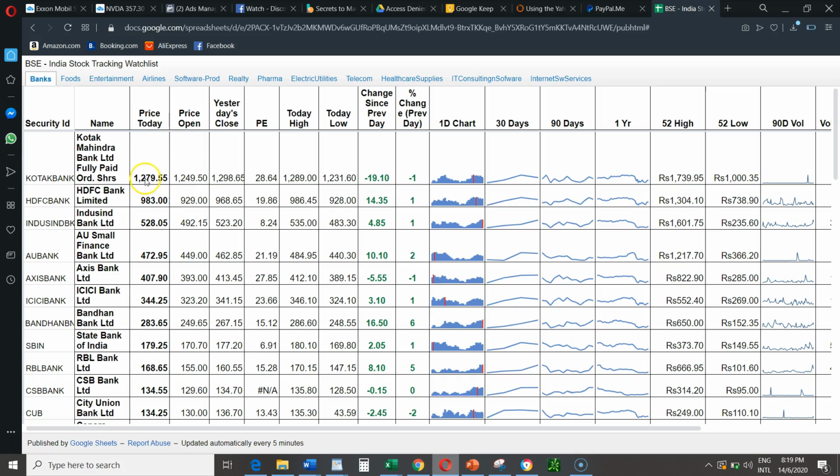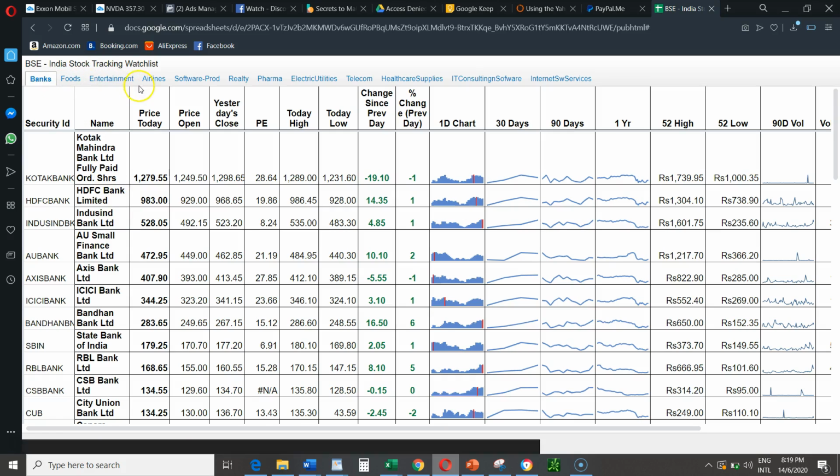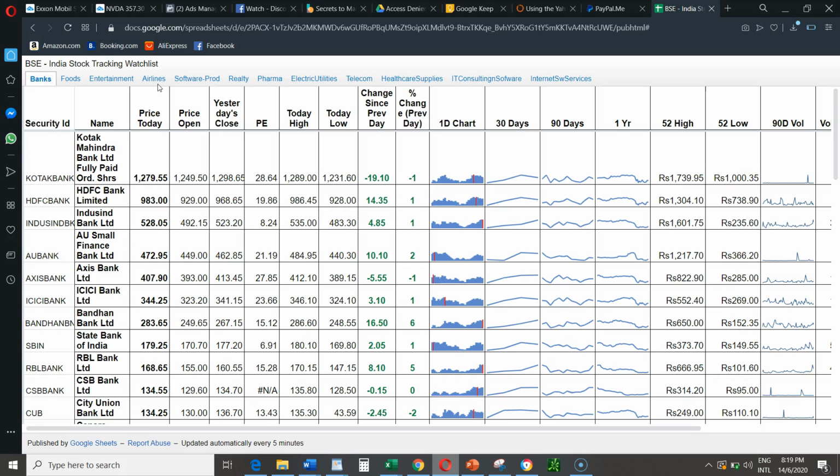So for example, if you see, I have all these sectors: banks, foods, entertainment, airlines. So you see now during COVID, airline stocks have gone down, realty has gone down, pharma is a very good big opportunity, telecom is a cyclic stock. Healthcare supplies are very, very important due to COVID. IT consulting, software and internet service, software services, these remain in-demand domains.